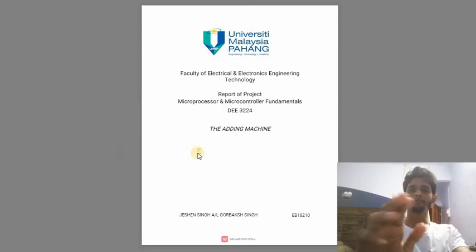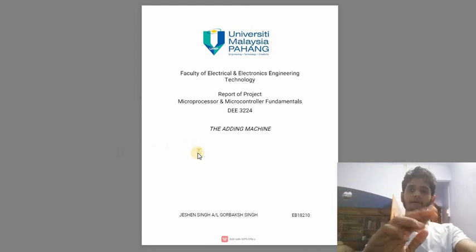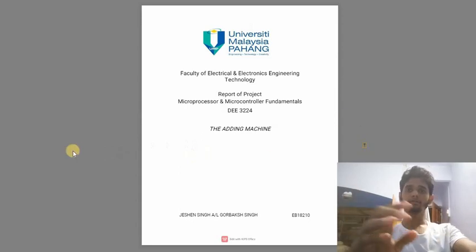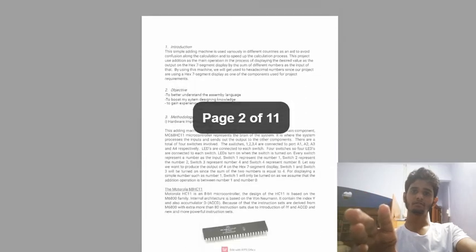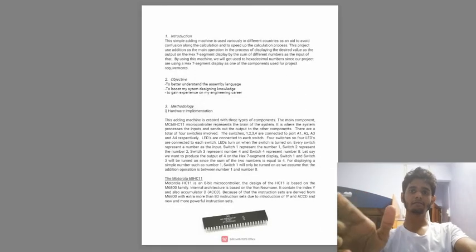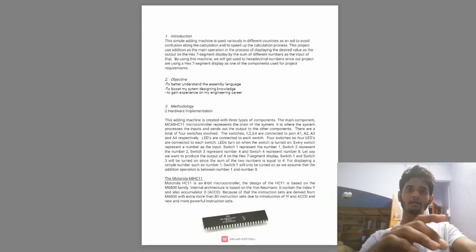Okay, so today I'm going to present my system, which is the adding machine. First of all, the main objectives of this system are to better understand the assembly language, to boost my system designing knowledge, and also to gain experience on my path to the engineering career.